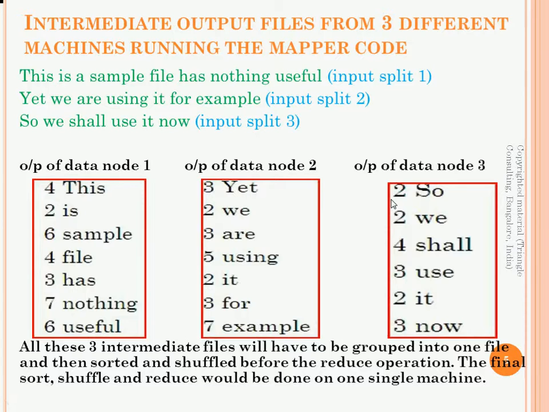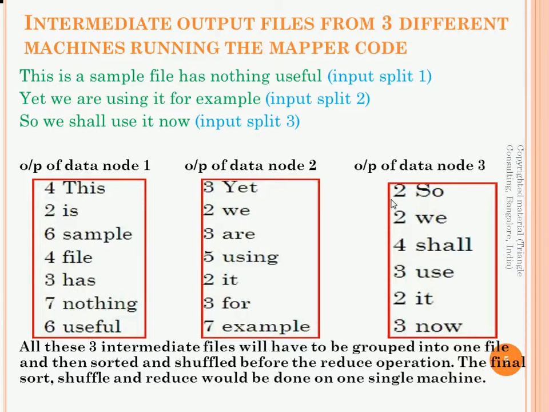Now all these 3 intermediate files are residing on the same data node where the mapper code was executed. They will now have to be sent over the network to one particular data node where the reducer code will be executed. The decision of where to run the reducer code will be taken by the job tracker. So the programmer doesn't have to worry about where to execute the reducer. The job tracker will take care of it.